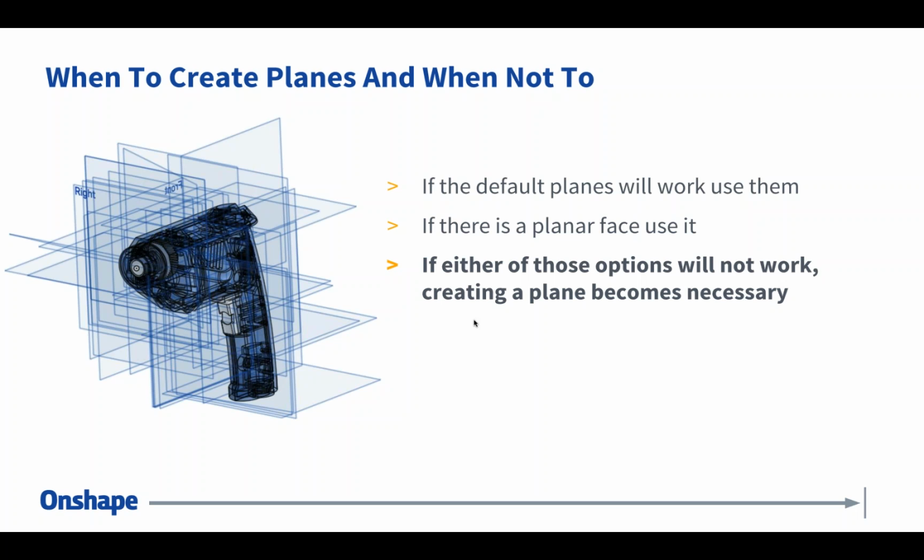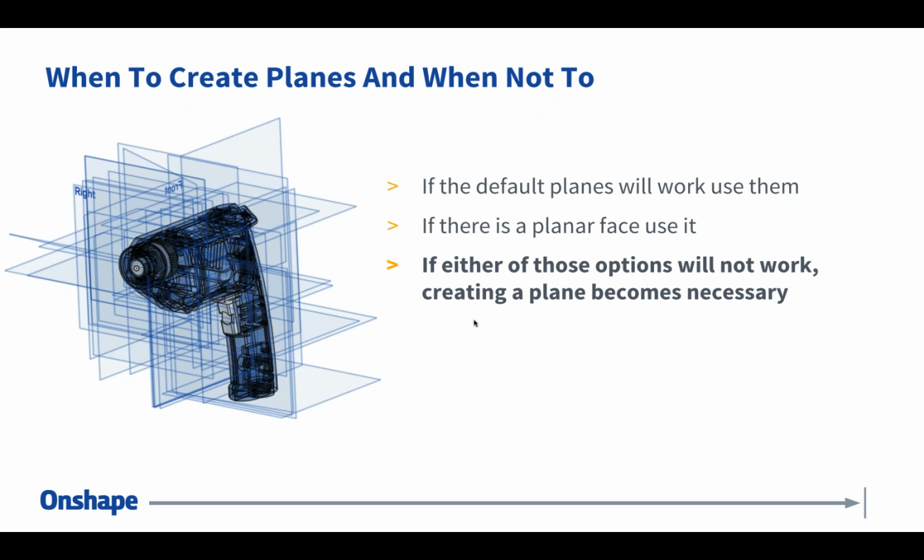That's the obvious solution. The reason I say that is because the default planes never change. So you don't have a parent-child dependency issue with default planes. And so again, put simply, if a default plane will work, the front, top, or right will work, use it. It's much faster. It's much more resilient to change than if you were to construct planes when one of those will work. So just consider that when you're asking, do I need to insert a plane?